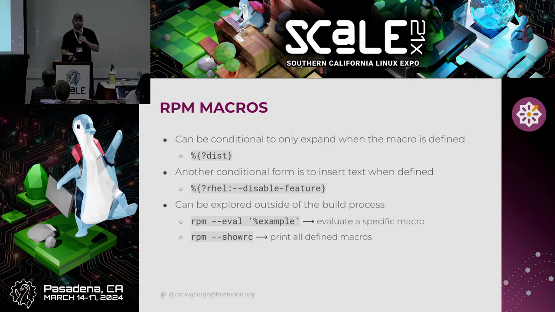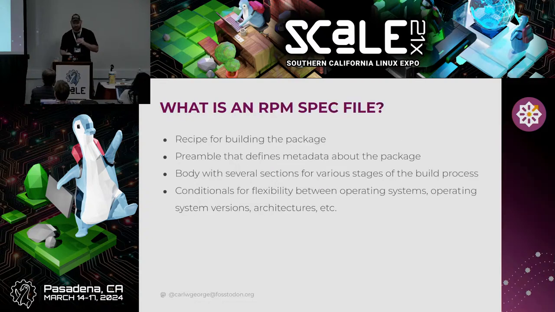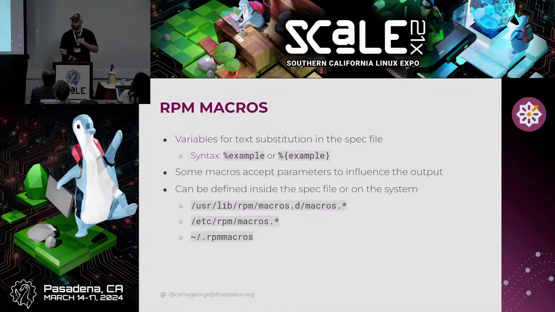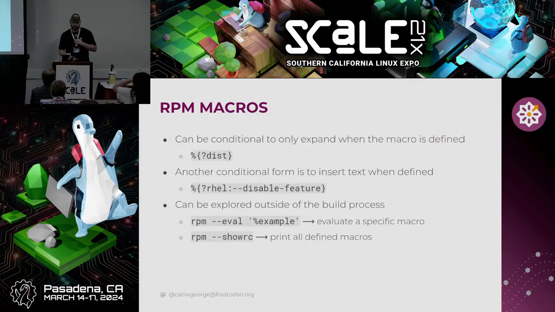rpm --showrc is going to print out all of the defined macros that your system knows about. Not any in a spec file itself, but all the ones that I talked about in those locations right there. It'll print out all of those together, so you could actually see that I've got this thing defined in my home directory, and this one's defined system level, and so on and so forth.